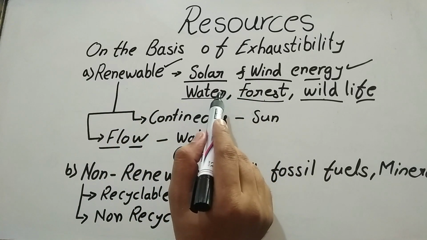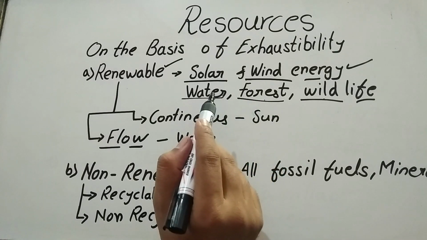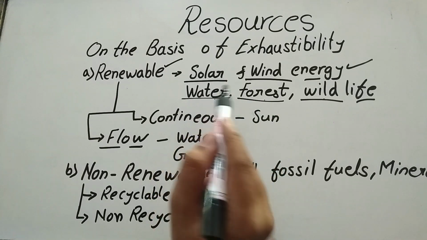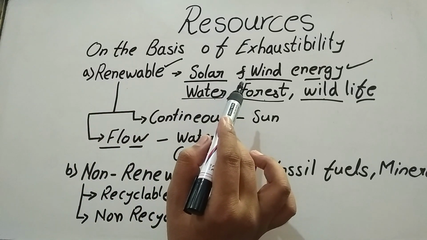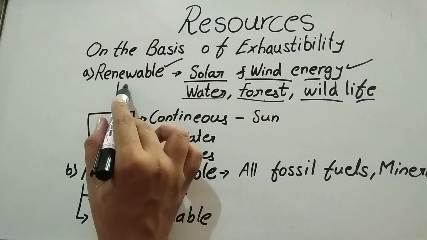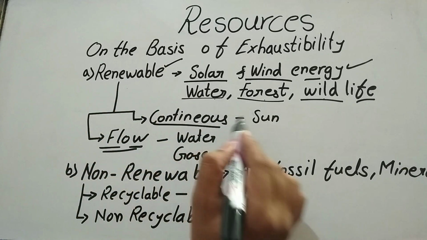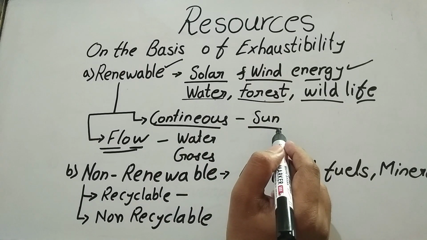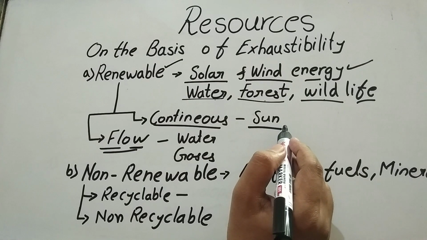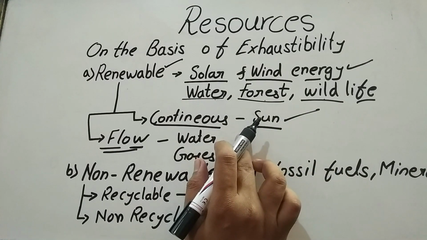Water is a cyclic process. Everybody knows about the water cycle. Water is non-exhaustible. It is a renewable resource. Now renewable resources are further divided into continuous and flow. Continuous, which we can find the resource is available with us for infinity, that is the sun. Sun is a continuous process.